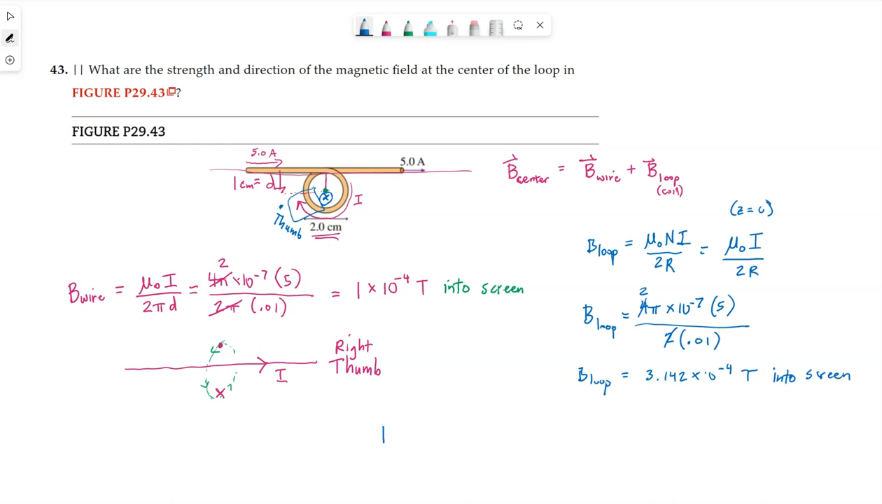So B, the overall magnetic field in the center of that loop, I'm just adding these two together. They're both pointing into the screen. They're both in the same direction. So I'll simply add them. And my overall direction will be into the screen.